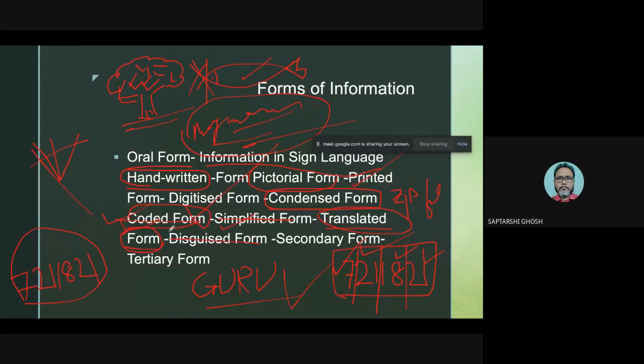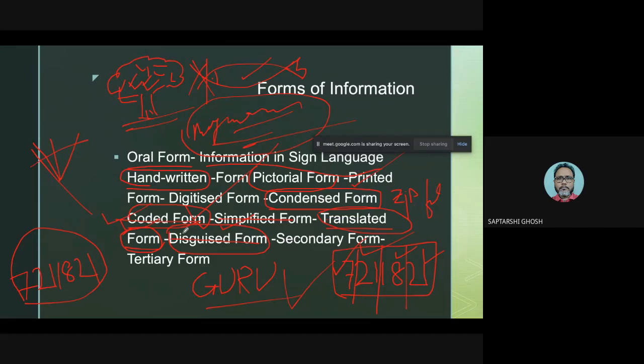Now, the disguised form. In this type of information, the information being communicated is not the direct one. It has a wrapper on it. As for example, suppose you are going to the market to bring something that can give you stimuli in the evening. Whenever you are outside your house and someone asks you where you are going, you state that you are going to bring some medicine. Here you are communicating that you are going to bring medicine, but actually you are not. So this information is being communicated in a disguised form.